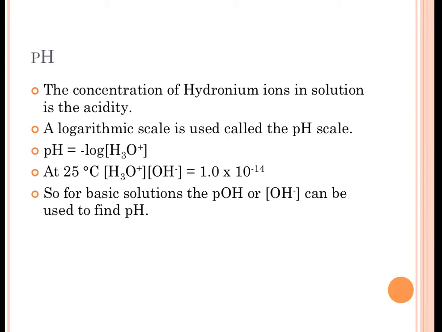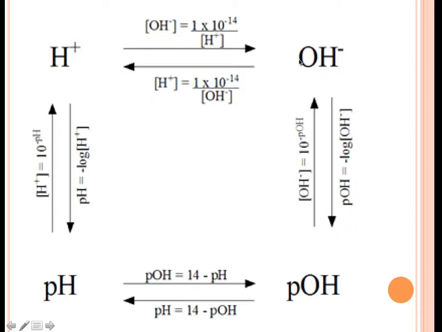If we're doing these sorts of analyses, we need to be able to calculate pH. And pH, remember, is the concentration of the hydronium, the H3O+ ion, in solution. Okay, it's a logarithmic scale, so pH is negative log of H3O+. And at 25 degrees C, those two multiplied by each other are equal to 10 to the negative 14. If we've got a basic solution, we would normally use the pOH or the concentration of hydroxide to then work out the pH using this relationship.